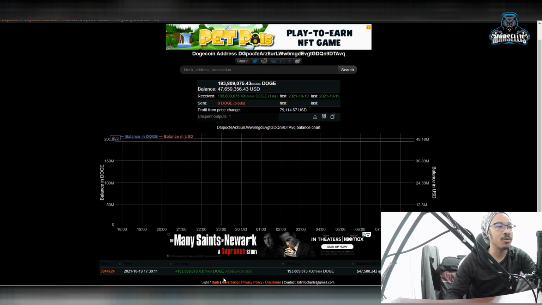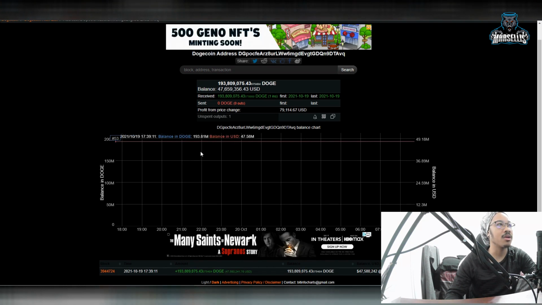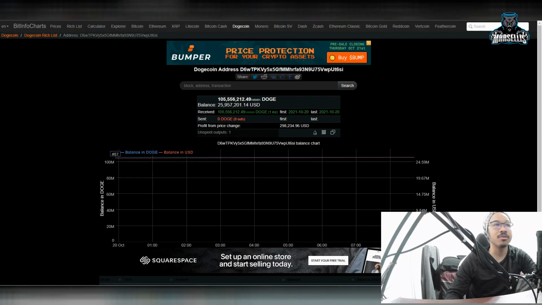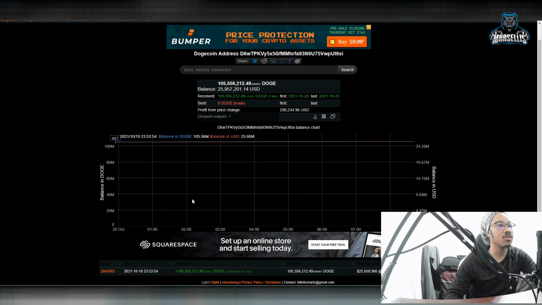This Dogecoin whale, $47.5 million. Now they are at $47.6 million. Big stuff going on right there with that Dogecoin whale. This Dogecoin whale right here, $25.6 million. And you already know it, $25.6 million. Now they got $25.9 million. So shout out to that Dogecoin whale for that. That's big stuff right there.